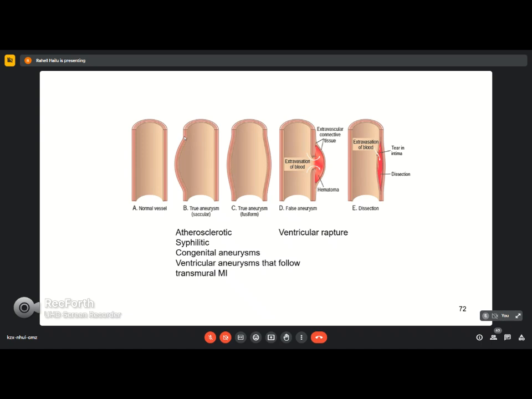That's purely morphologic classification. You call it a false aneurysm when there is no thinning out of the wall, but there is a defect somewhere in the wall, and there is extravasation of the blood, but the blood is not spilled into the outside. Instead, it's walled off by extravascular connective tissue. There are instances where this happens.